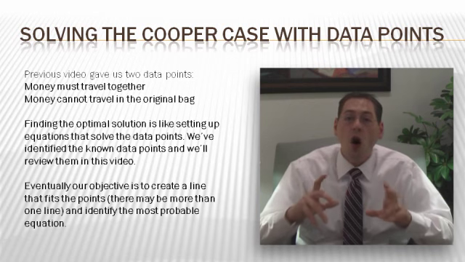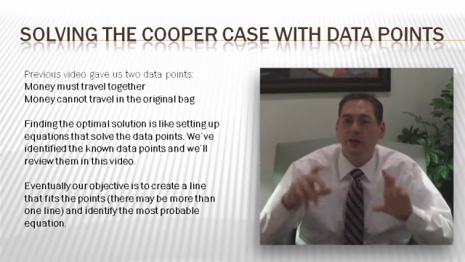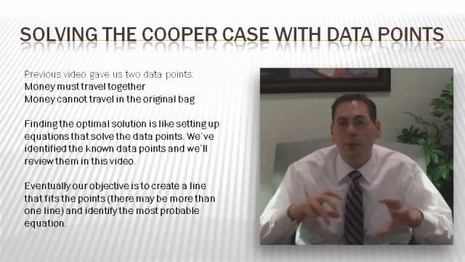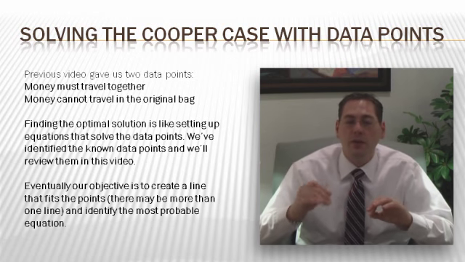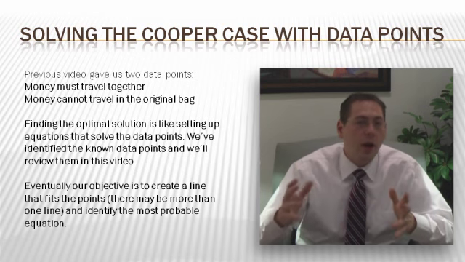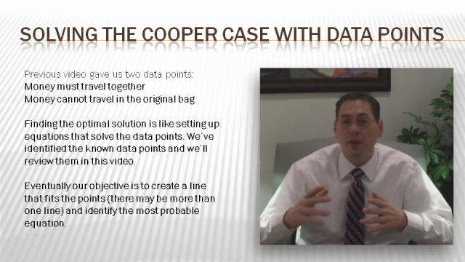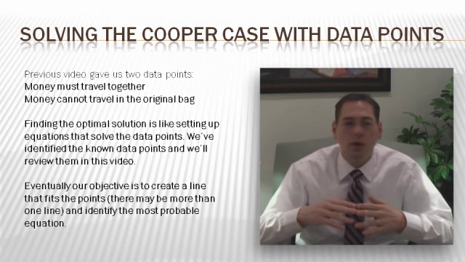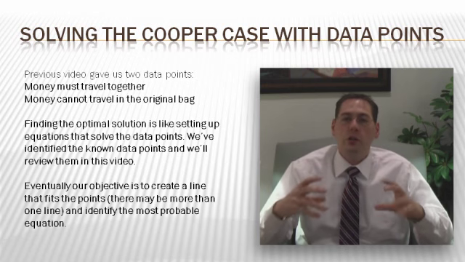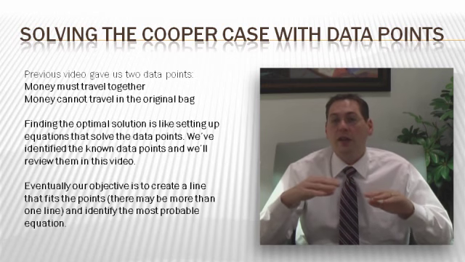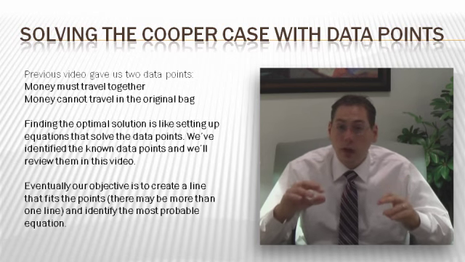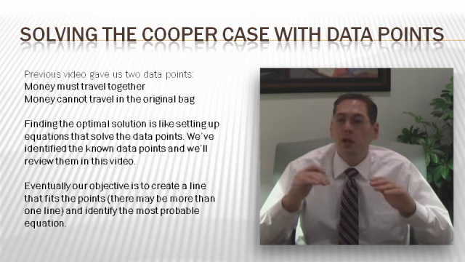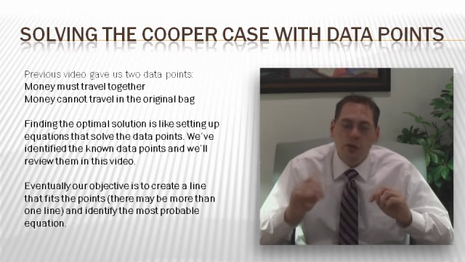So we've discussed all the elements of the Cooper paradox matrix, and now we are ready to put them together and find an optimal solution. Finding that solution is like setting up an equation to solve the data points. So we know all the data points, and now we're going to review them in this video so that we can solve. Eventually, what we want to do is create equations that are essentially lines that fit through the data points. And then we want to find the most optimal line or the most optimal equation, and that will be our solution.